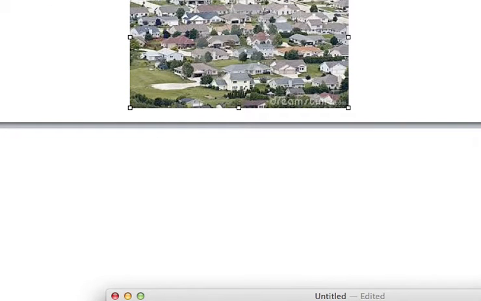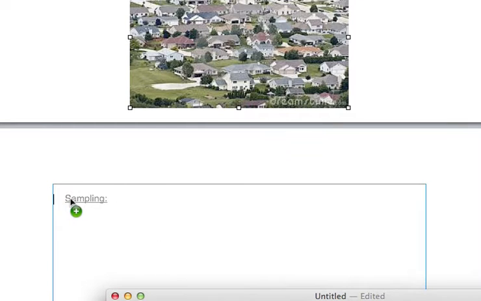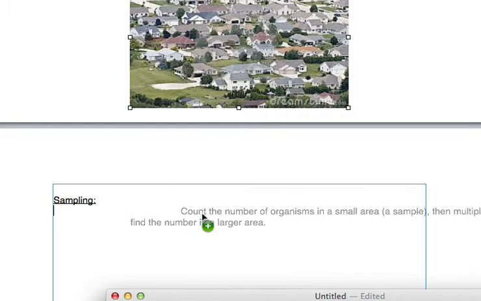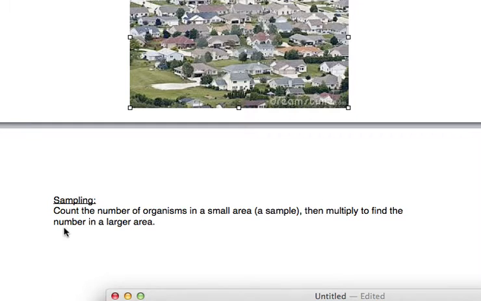The next method of determining a population size is doing something called sampling. In sampling, what you're doing is you're counting the number of organisms in a small area, which is your sample, and multiplying to find the number in a larger area.